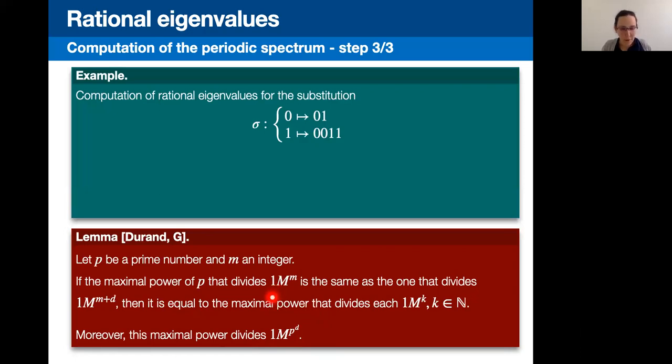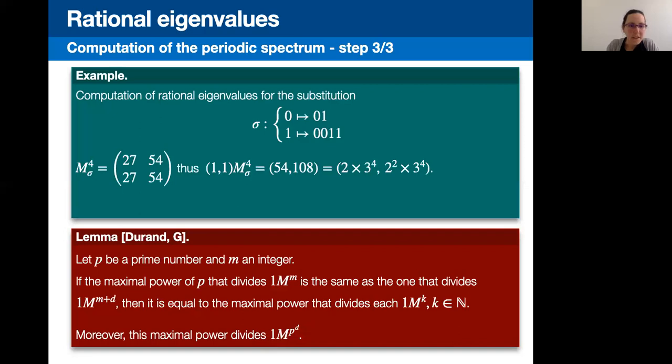We can compute all the 1 times M to the m. And if we have the same power of p that divides this matrix and this matrix, when the power increases by d, the size of the alphabet, so if we have the same power of p that divides the coordinates of all these vectors, then this is the maximal power for each matrix M to the k multiplied by the unity vector 1. So in our case, we have p equals 2, and the size of the alphabet is also 2. So we just have to compute M to the 4.